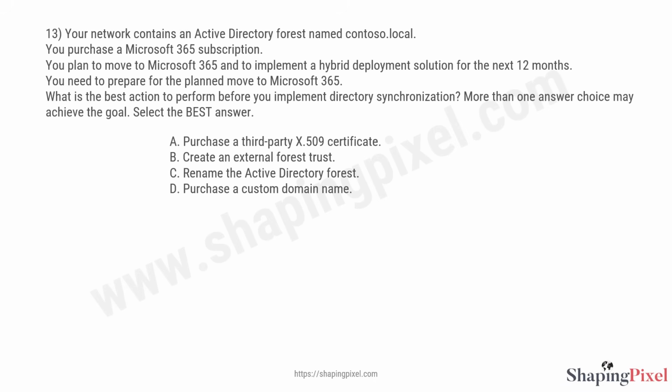And you have four options. Option A, purchase a third-party X509 certificate. Option B, create an external forest trust. Option C, rename the Active Directory forest. And option D, purchase a custom domain name. So the right answer here is option D, purchase a custom domain name.